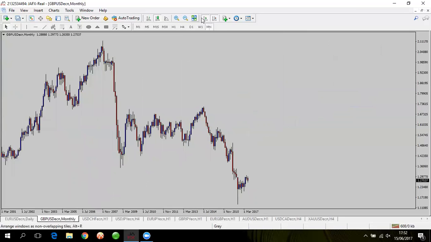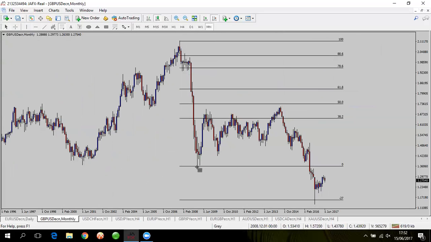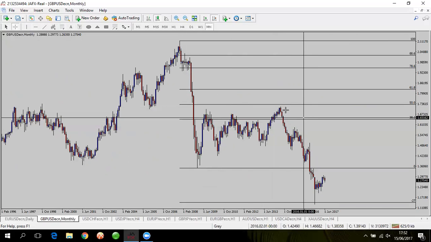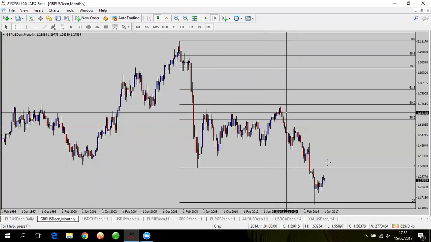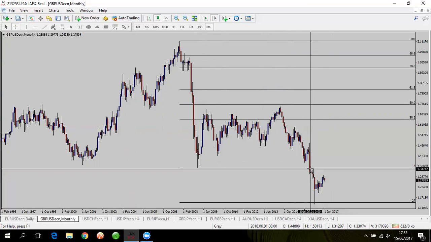Once again, we always want to take a look at the monthly, and we just want to get a broader view of what's happening. So straight away, what we see is an A, B, C, D pattern. You can see we found strong resistance around this 50% level. We got a nice retest of 0 there. We went to the -27 extension.